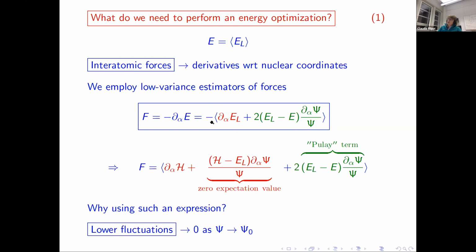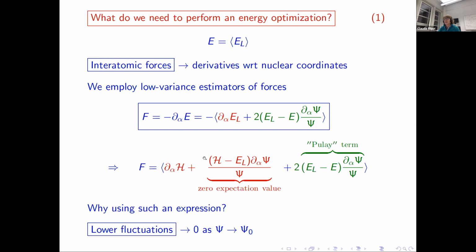Okay, now if you focus on the red term, you will have the derivative of the Hamiltonian, that's your Hellmann-Feynman contribution, and then you're going to have an extra term, which has in principle zero expectation value. So you are carrying along in your integration something which integrates to zero. Okay, and the last term is actually the Pulay term. Okay, so why keep 3 terms, which cost you more, instead of 2 terms?